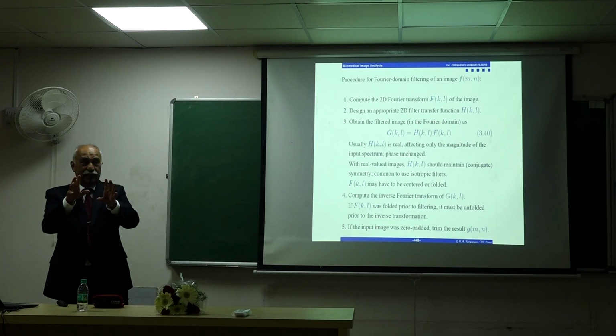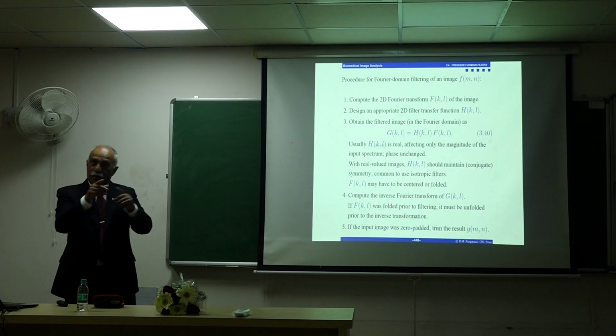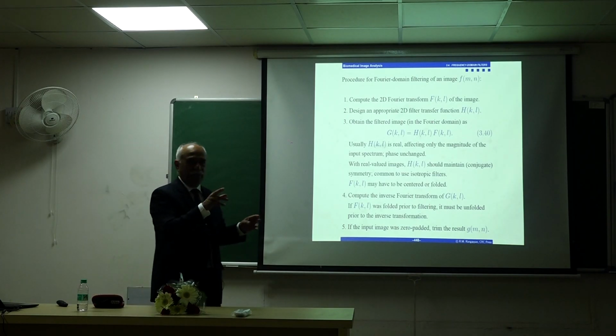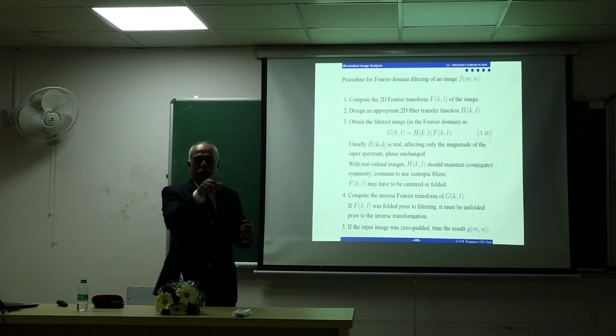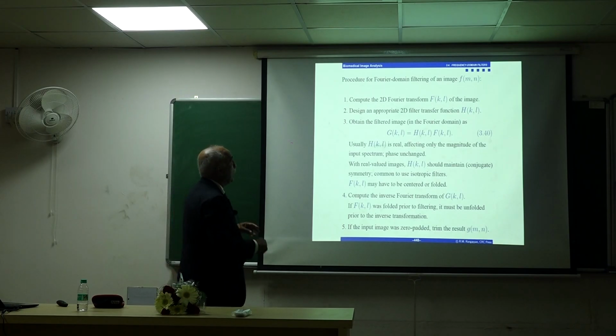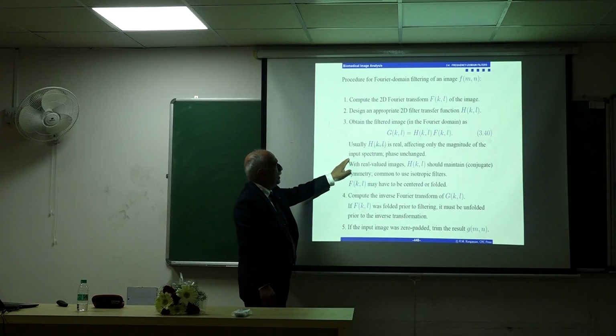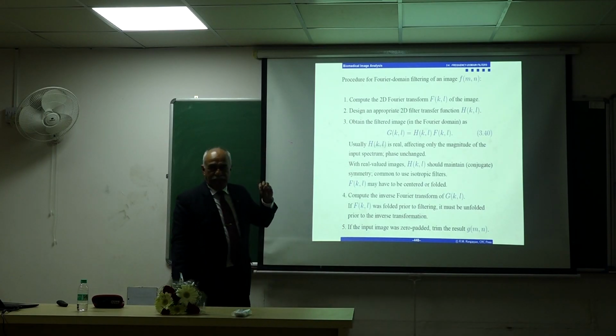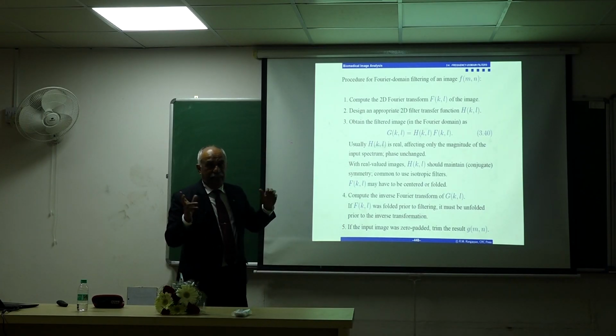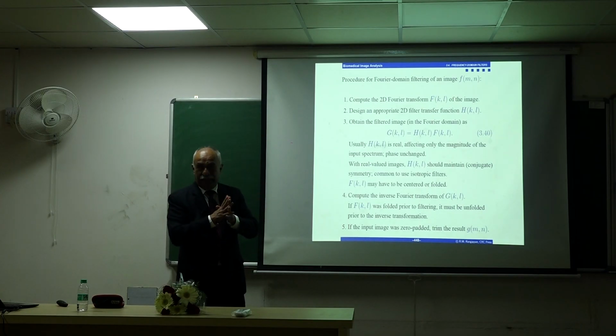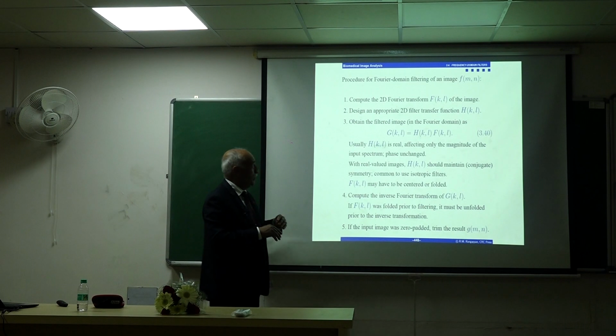That's how you normally specify filter functions. But the FFT of the image will not give you the centered spectrum, so you have to center or shift it. Usually HKL is real, affecting only the magnitude of the input spectrum. You don't change the phase. If you change the phase, the output could be affected in manners that are hard to predict and distorted.